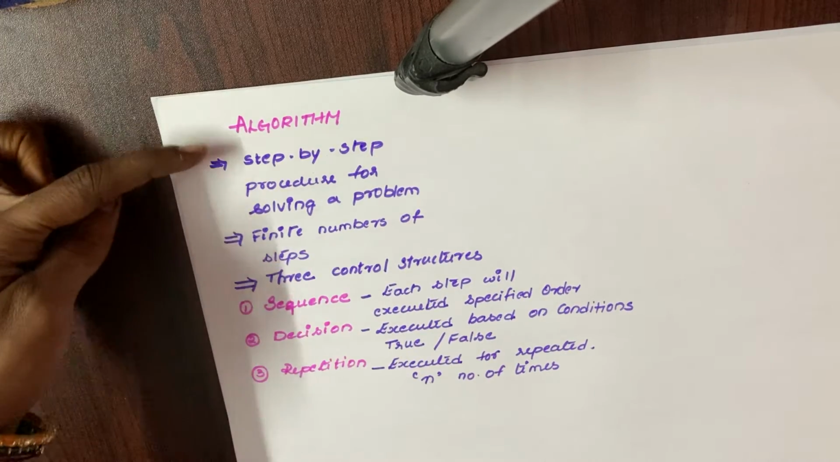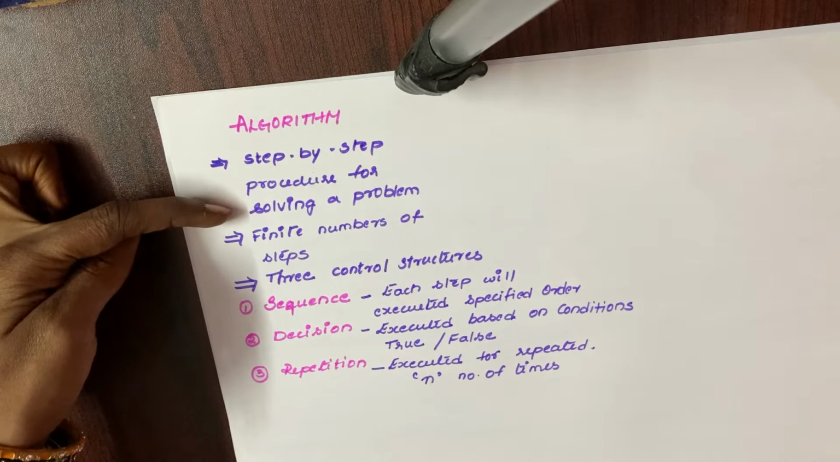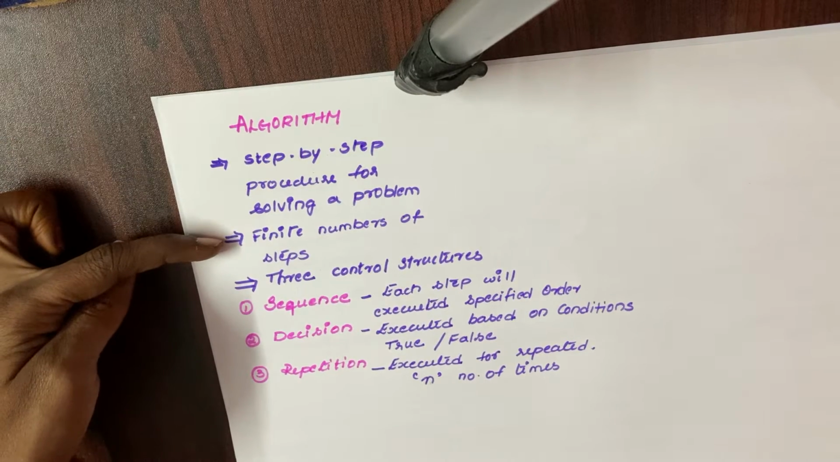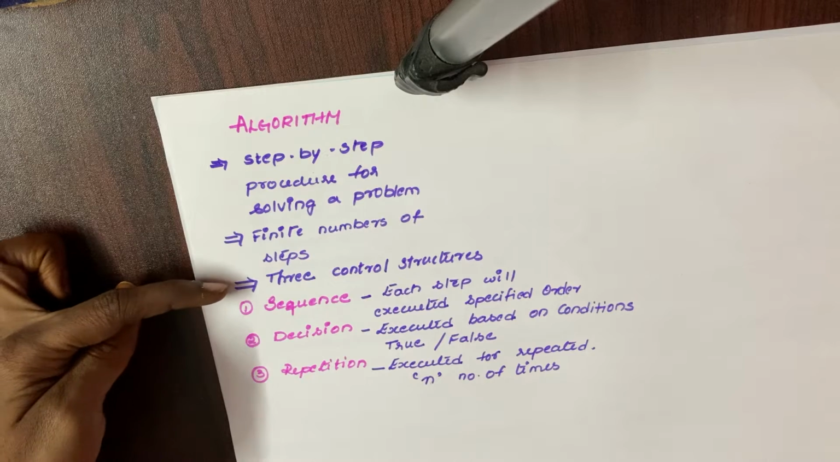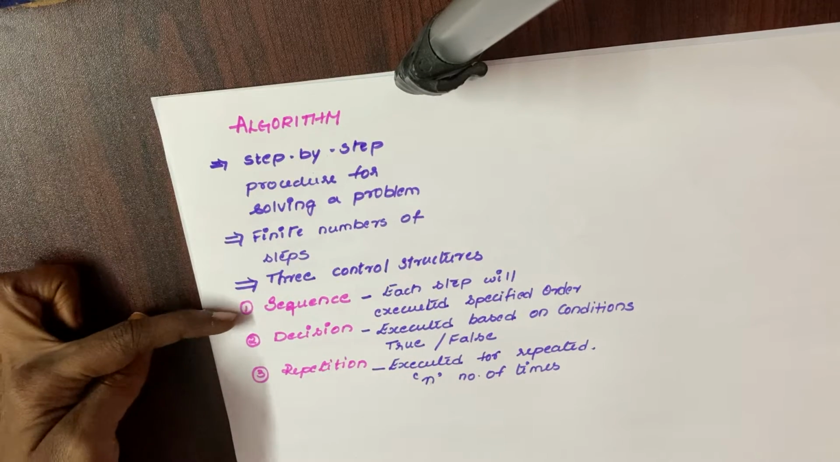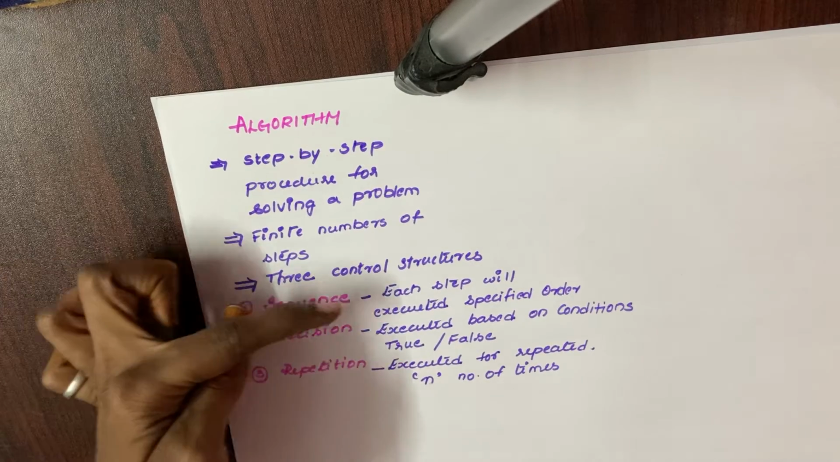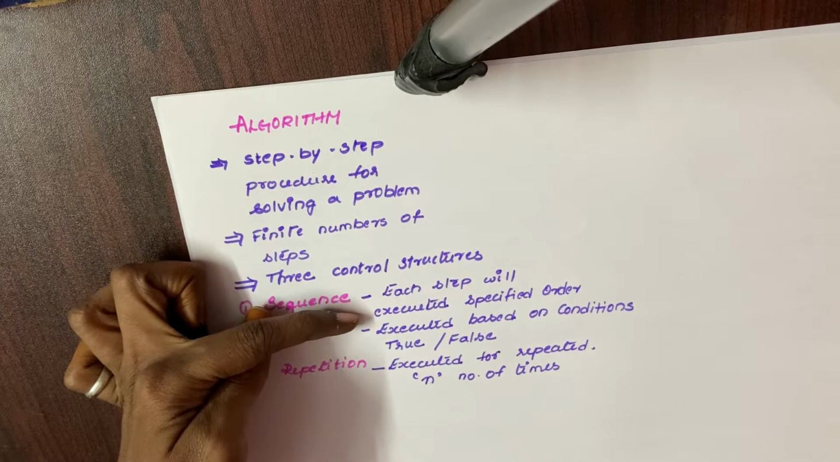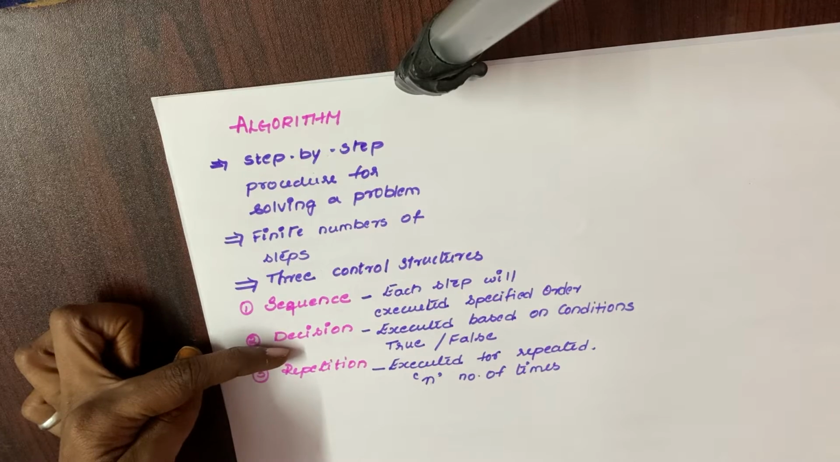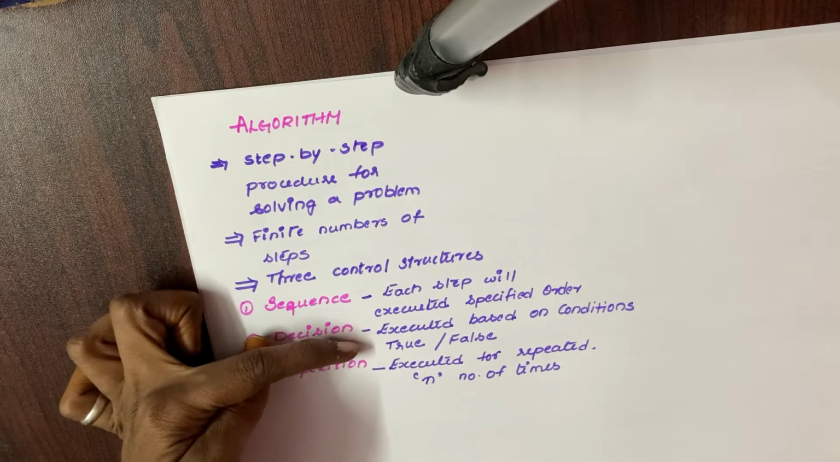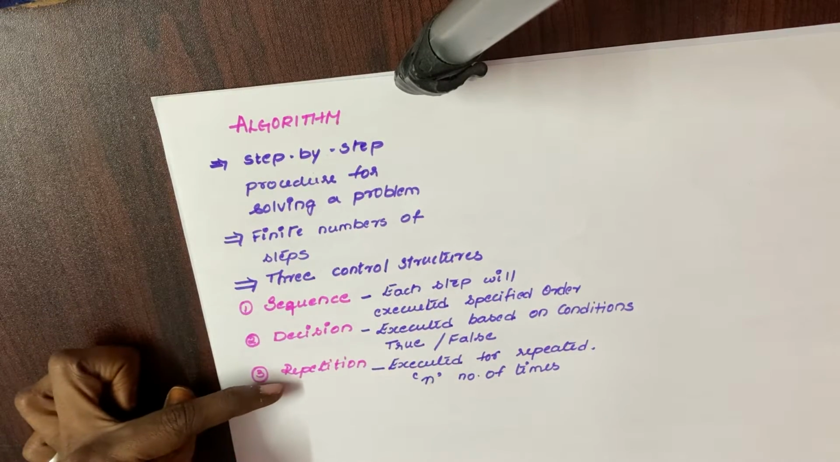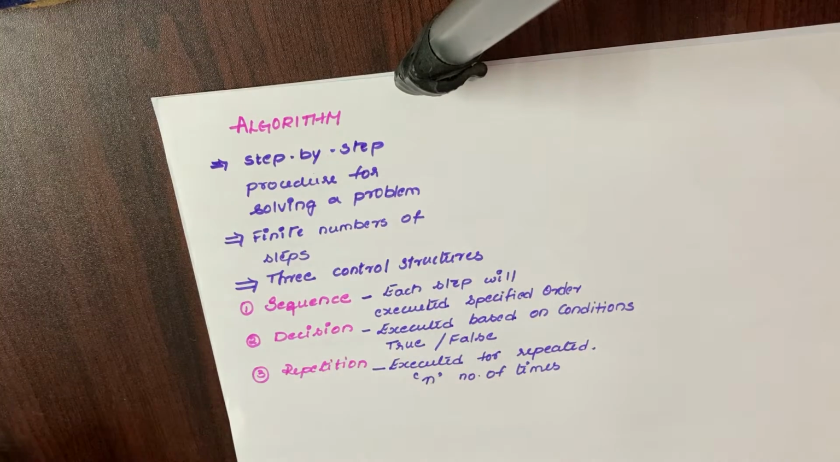So algorithm is a step-by-step procedure for solving a problem, and it consists of a finite number of steps, and it has three control structures named sequence, decision, and repetition. Sequence is nothing but each step will be executed in a specified order, and decision will be executed based on some conditions, either true or false, and repetition is executed based on some repeated statements for n number of times.